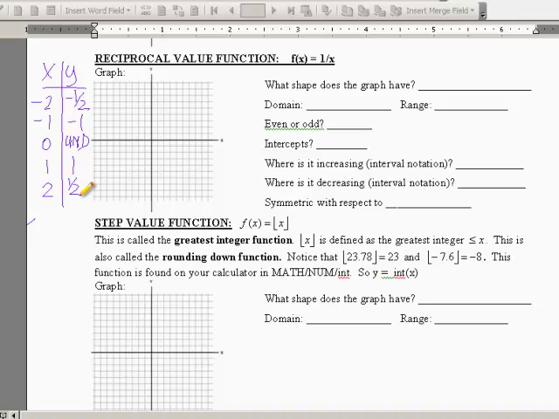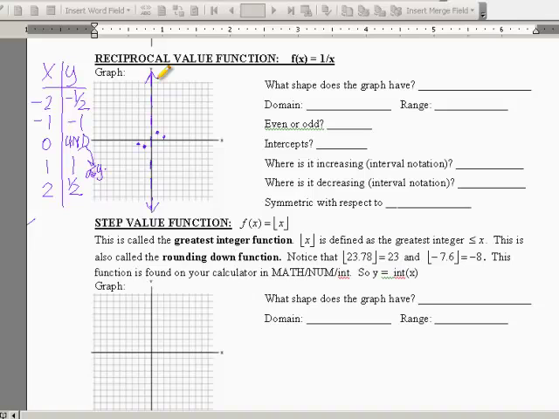Okay, so I'm going to plot these points and we're going to see what shape we end up seeing. At -2, I have -1/2. At -1, I have -1. And then it seems to skip. At 1, I have 1. And at 2, I have 1/2. And we said at 0, we were undefined. This undefined means I have an asymptote, and so I'm going to draw this asymptote in as a dotted line, and that means my graph should not touch that asymptote, okay?